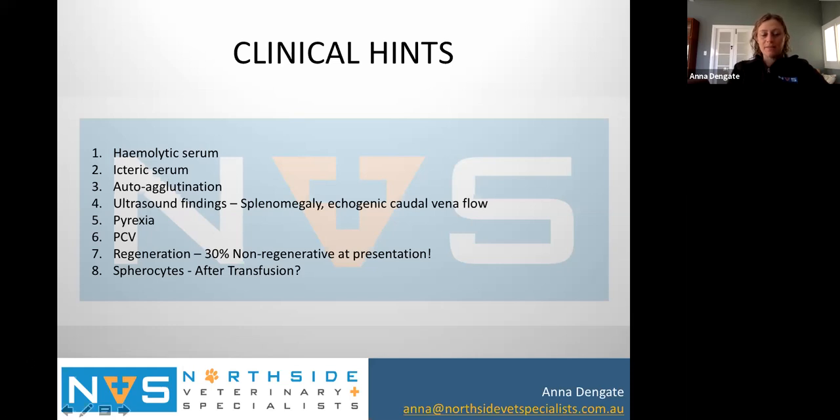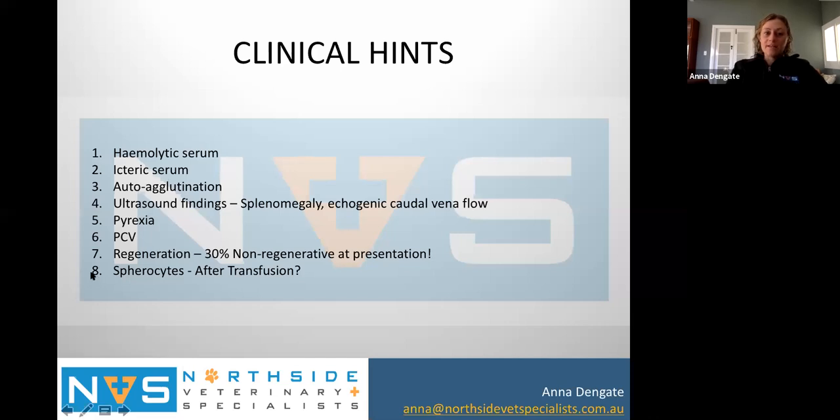Regeneration: we always think hemolysis should be regenerative, but 30% of dogs are non-regenerative at presentation. They often become anemic very early in the course of disease, within the first 5 days. Don't rule it out if they're non-regenerative, we'll call it pre-regenerative. And then there are also those dogs that have bone marrow-directed IMHA and they'll never be regenerative.